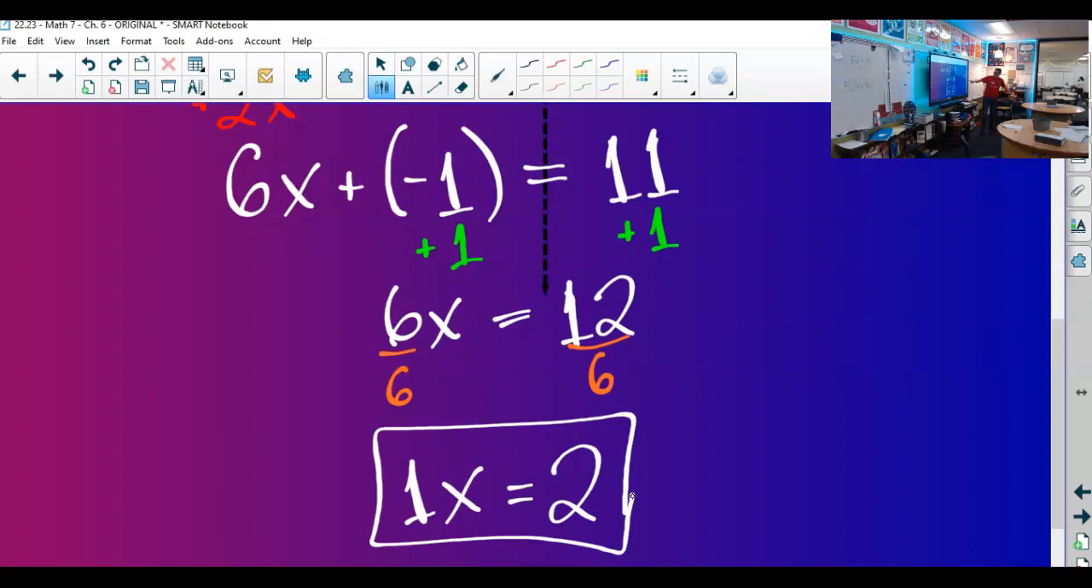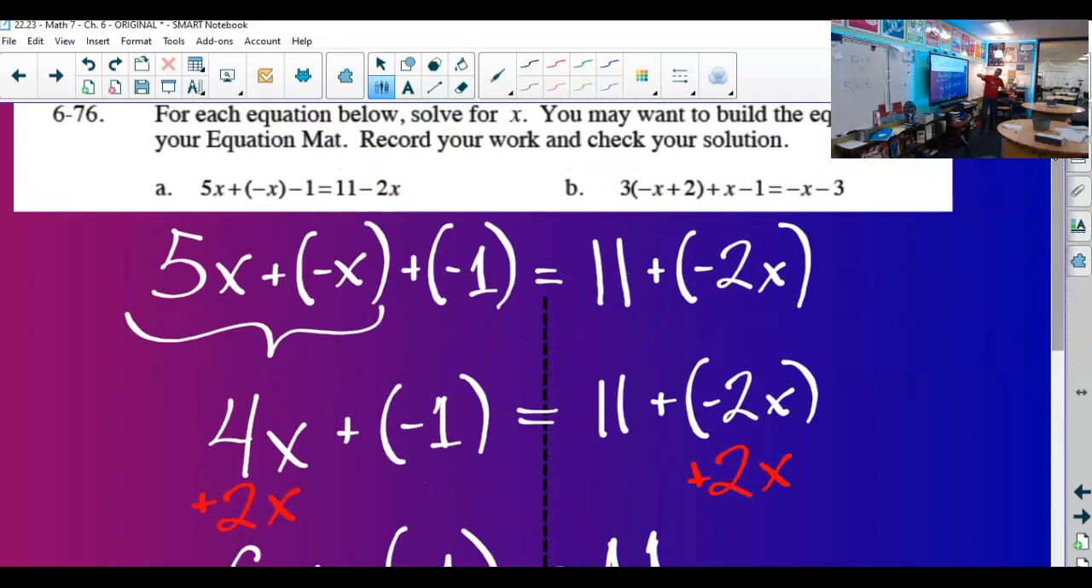Try B. It's in your book. I'll scroll back up so you can see it again. Try B. Careful, there's some work to do before we do the work.